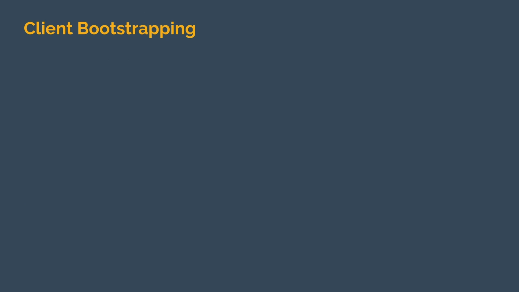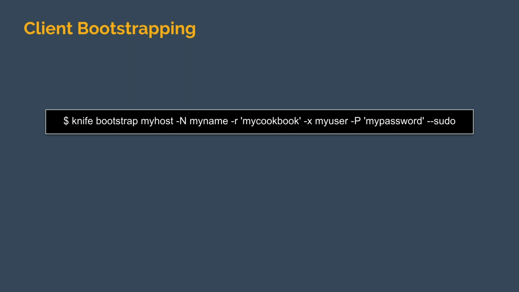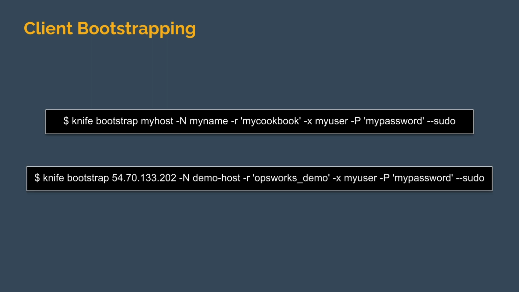Once our cookbook has been uploaded, we're ready to start the client bootstrapping process. Chef Workstation includes a tool called Knife, which we can use to add new nodes to our Automate server for configuration management. The knife bootstrap command lets us pass it our host name or IP address, give that host a friendly name in Chef, give it a run list defined as a list of recipes we'd like to execute, and finally, the username and password or SSH key we'd like to use to connect. I'm also running with the --sudo flag, which makes sure our commands are executed as an administrator.